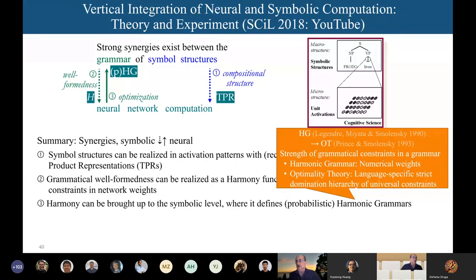Constraint ranking, the hierarchy, is specific to a language, but the constraints are not. They're universal. So this is where the contribution to universal grammar arises. It provides a way of specifying the content of universal grammar as a set of constraints that operate to determine well-formedness in all natural languages. And the only way that languages can differ is in how they priority rank those universal constraints.